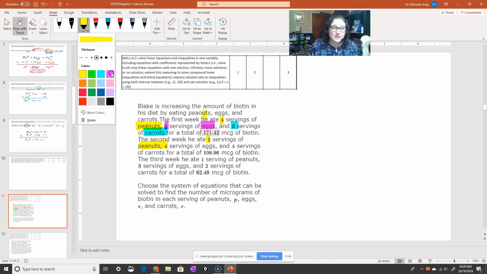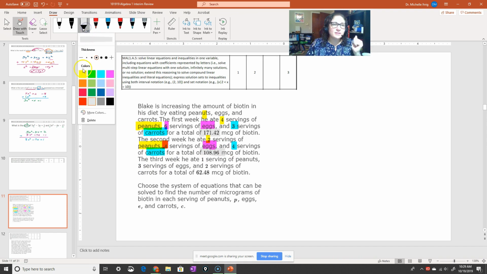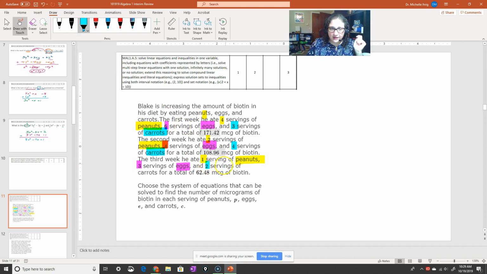He ate 4 servings of eggs, 4 of eggs. And he ate 4 servings of carrots. I guess I probably should have just made the carrots orange. Oh, well. For the total of 108.96 biotin. The third week, holy moly, this is a long problem. The third week, he ate 1 serving of peanuts. He ate 3 servings of eggs. He ate 2 servings of carrots for a total of this, 62.48 micrograms of biotin.